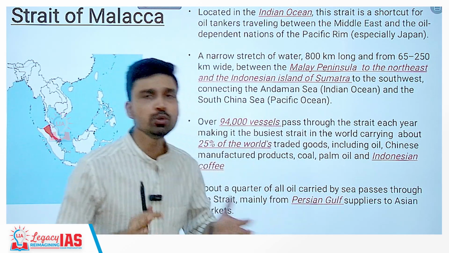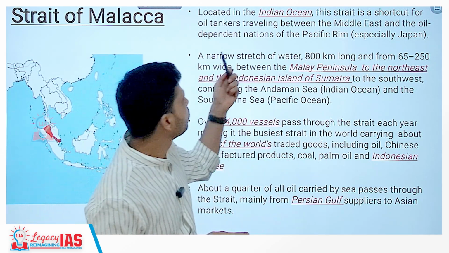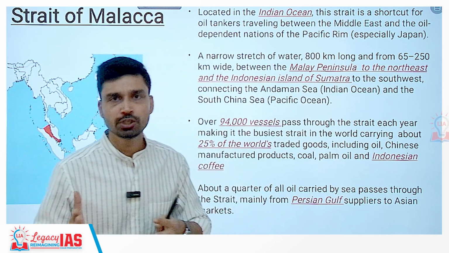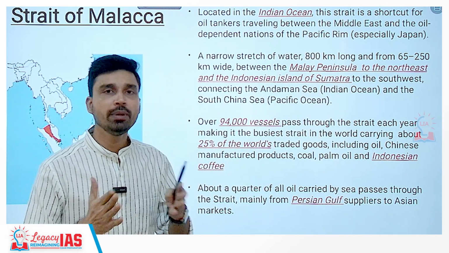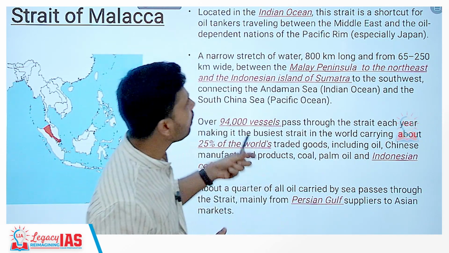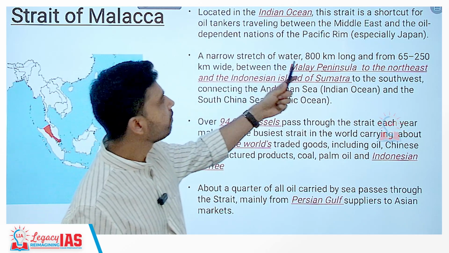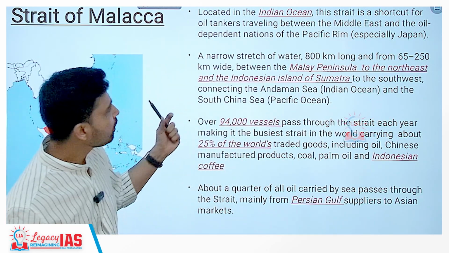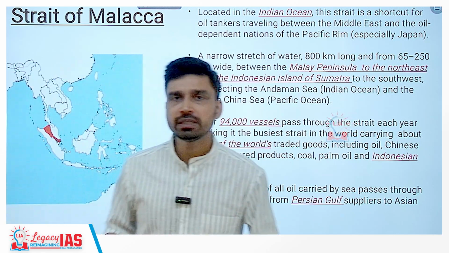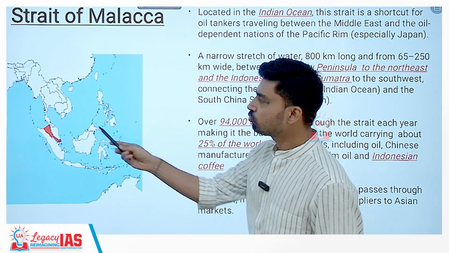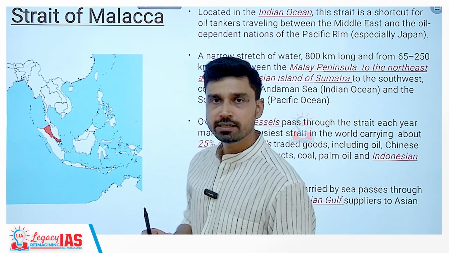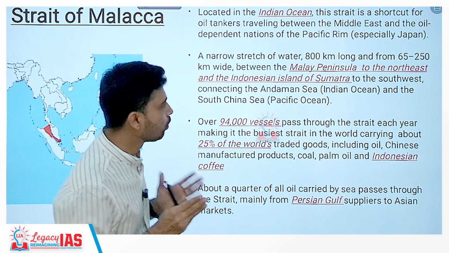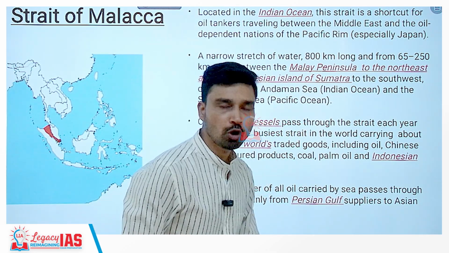It is basically used as a shortcut largely for the oil tankers traveling between the Middle East countries such as the UAE, Gulf countries, Bahrain, Qatar, Iran and all, and the oil dependent nations of the Pacific Rim, especially Japan and China. It is a narrow stretch of water. If you talk about the dimensions of this particular strait, it is almost 800 kilometers long and 65 to 250 kilometers wide. The location we have already talked about.